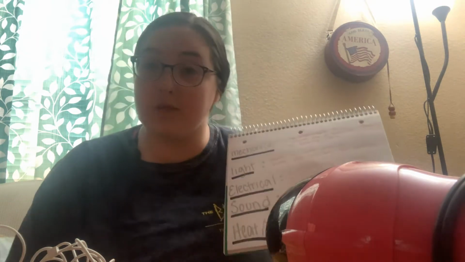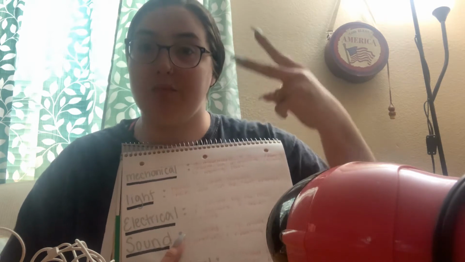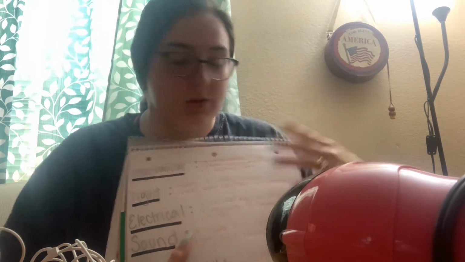There are multiple different kinds of energy. The ones that we're going to be focusing on today are mechanical, light, electrical, sound, and thermal. Mechanical is movement. It is a type of energy that moves by a machine or a moving part. So what is something that you can think of that is mechanical? Lindsay. Yes, perfect. Scissors. Yes, scissors are a perfect example of mechanical energy because they have to have movement in order to be used.